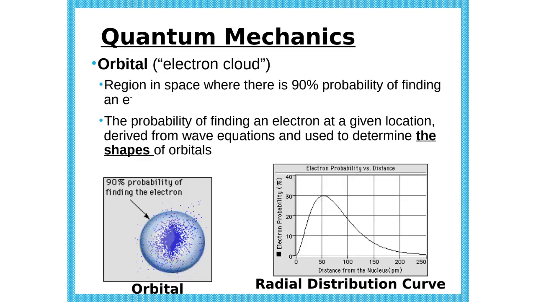So an orbital is thought to be an electron cloud. The definition of an orbital is this region of space where there is a probability of finding an electron, and it's actually a 90% probability. To find the electron at these given locations, these were derived from these wave equations, the Schrödinger equation we saw a little while ago, and some mathematical calculus in order to determine the actual shapes of these orbitals where you can find the electron.